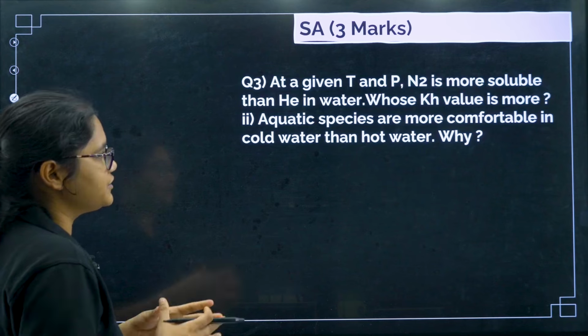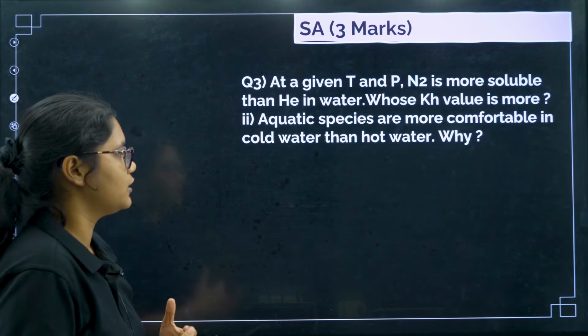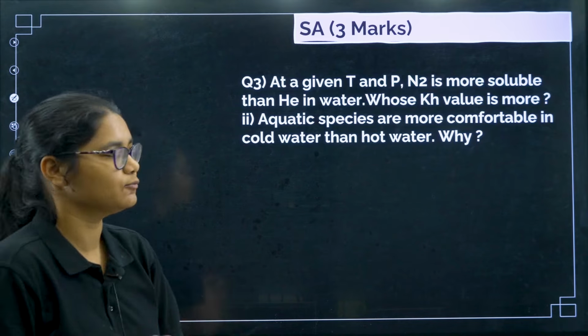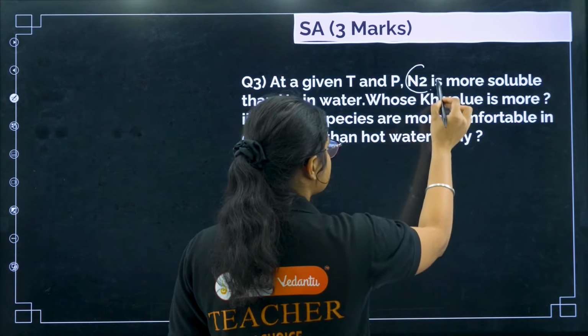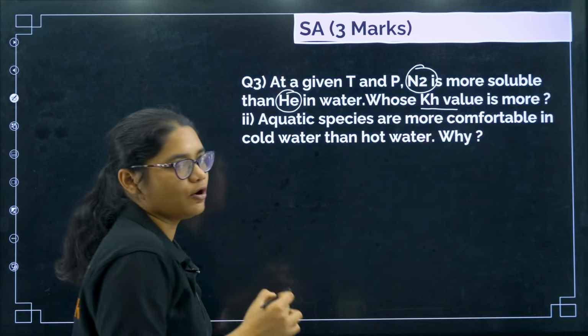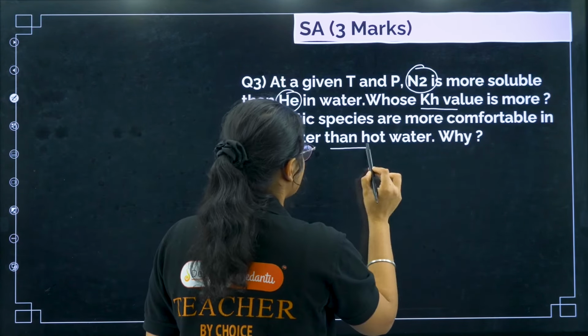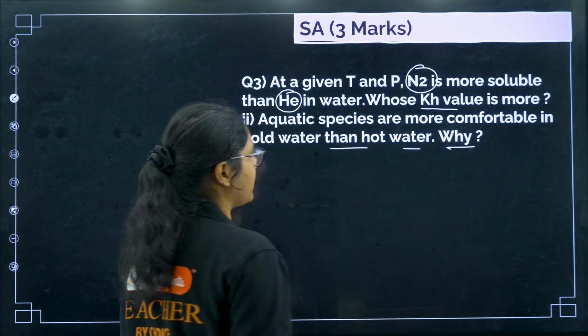At a given temperature T and P, N2 is more soluble than helium in water. Whose KH value is more? N2 is more soluble, He is less soluble. So definitely the KH value of He will be more. Next question: aquatic species are more comfortable in cold water than in hot water. Why?